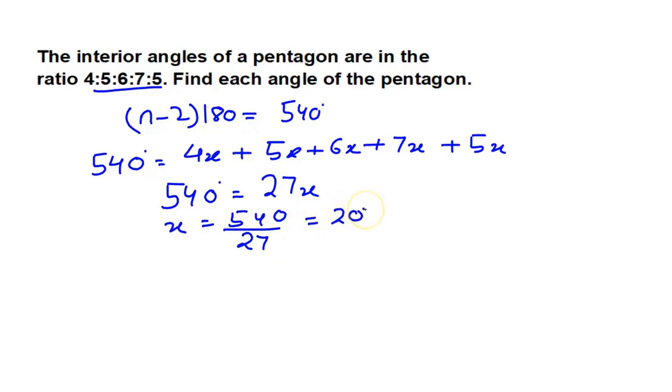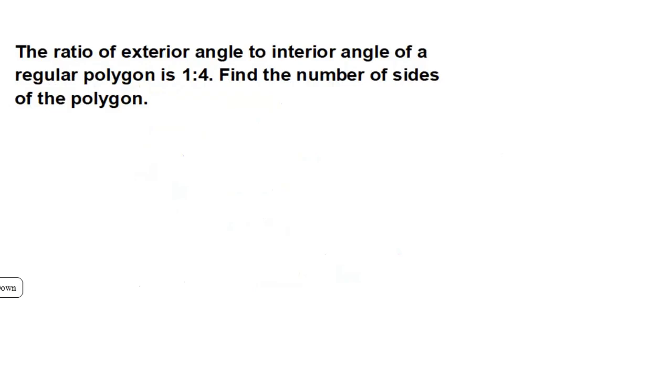Now 20 degrees is not the answer. The question asked us to find each of the angles. So the first angle is 20 multiplied by 4 because it was 4x. So that's 80 degrees. Next angle is 20 multiplied by 5, that is 100 degrees. Then we have 20 multiplied by 6, 120 degrees. Then we have 20 multiplied by 7, 140 degrees. And then 20 multiplied by 5, 100 degrees. These are all the angles of this pentagon.